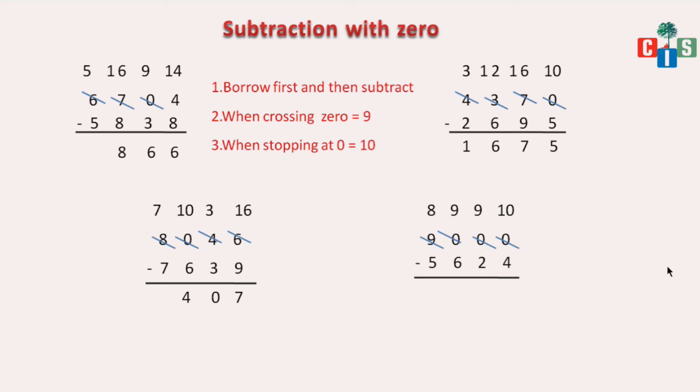Now start the subtraction. 10 minus 4 is 6. 9 minus 2 is 7. 9 minus 6 is 3. And 8 minus 5 is 3. Students, here I have made a mistake. It will be 3. Moving on to the next topic, that is subtraction by estimation.